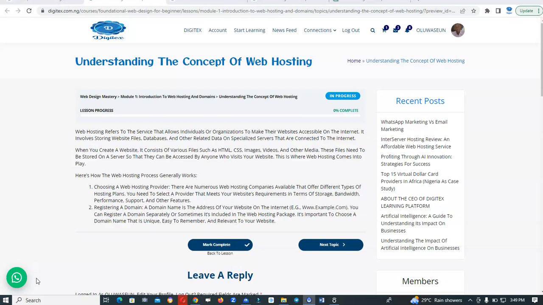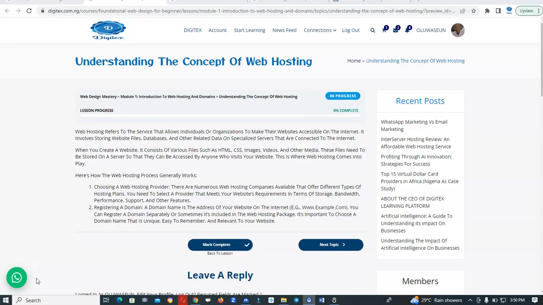So when you create a website, it consists of various files such as HTML, CSS, image, videos, and other media. Those files need to be stored on a server that can be accessed by anyone who visits your website. So as you're about to design your own website, you need to understand the concepts of web hosting.